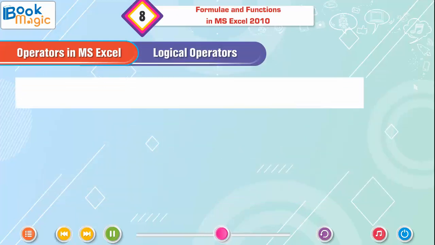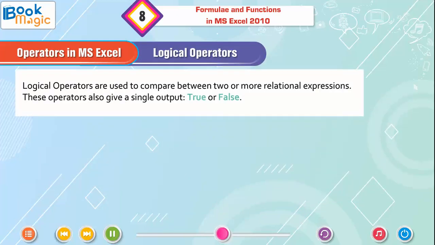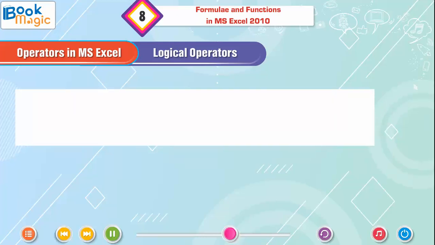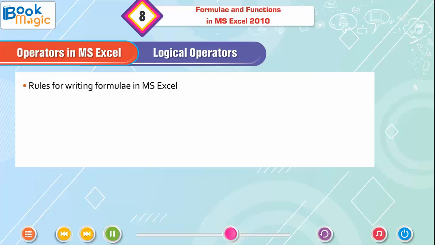Logical operators. Logical operators are used to compare between two or more relational expressions. These operators also give a single output, true or false. Do you know? The cell that contains a formula is known as a dependent cell. Logical operators in MS Excel: Not, And, Or.